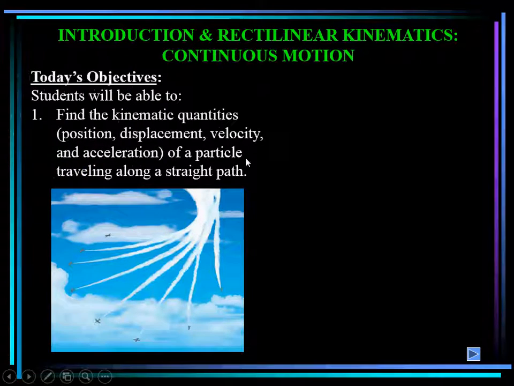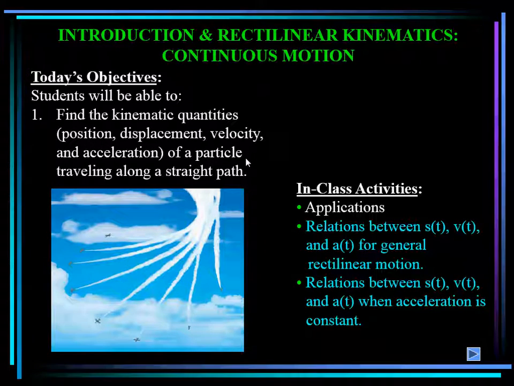The objective is to find the kinematic equations for the quantities of position, displacement, velocity, and acceleration of a particle traveling a straight path. And we will look at the relations between the position, velocity, and acceleration for linear rectilinear motion, and also the same when the acceleration is constant. So we have two conditions.